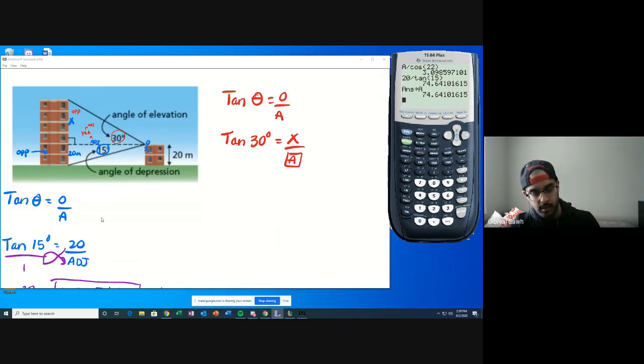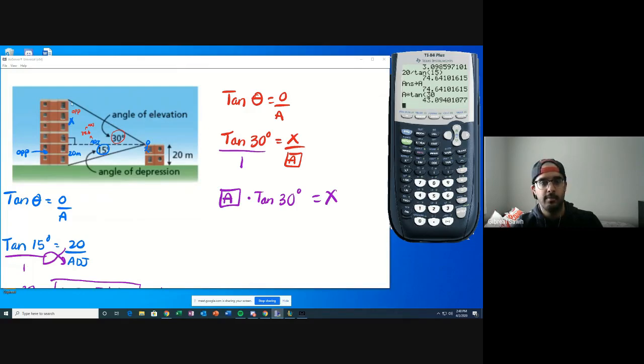So here's my stored value. That's again tan 30. Don't need to inverse that, just divide it by 1 in order to get rid of that fraction to get x by itself. Multiply by your stored value on both sides. So you're going to take your stored value and multiply it by the tangent of 30 degrees, and that'll give you the missing part there. So if I take my stored value A, multiply that by tan 30, enter, that missing height of that building is 43.1 meters.